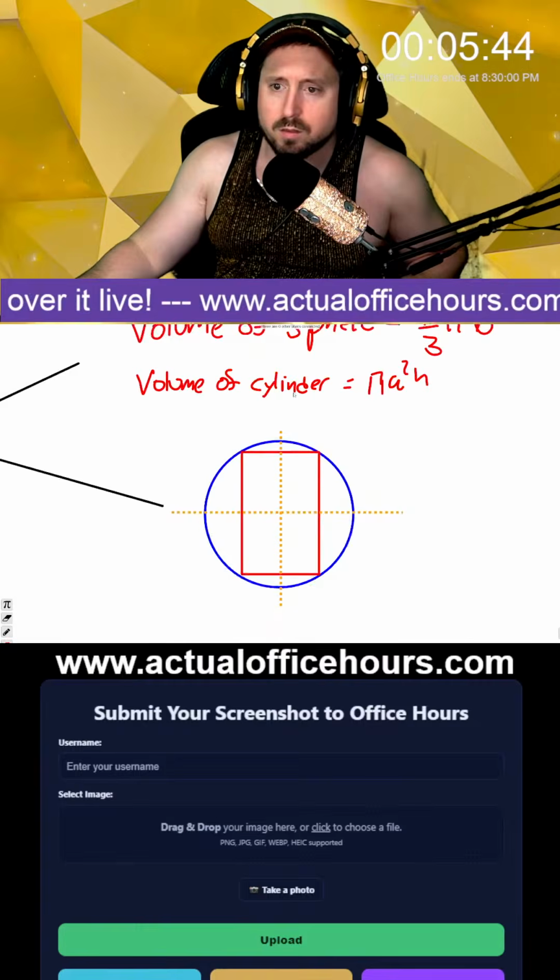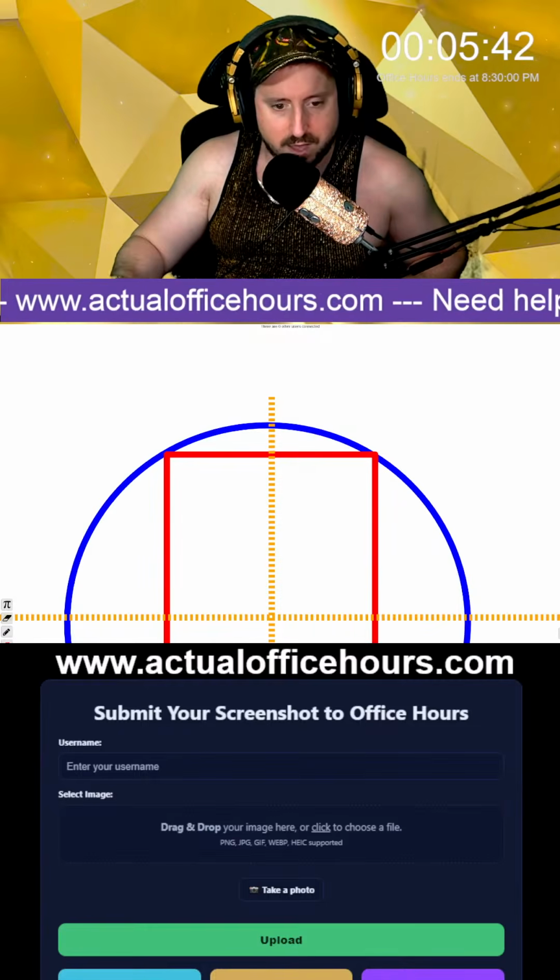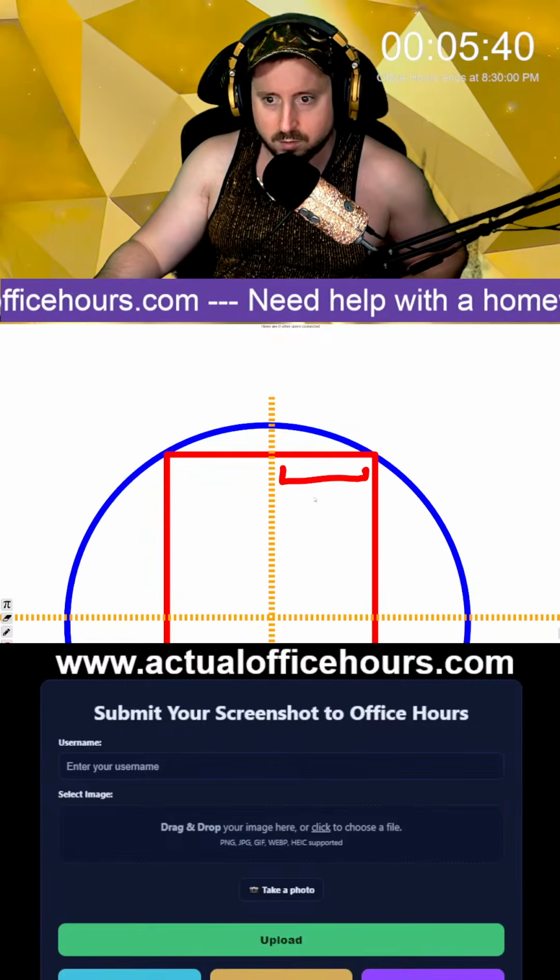Okay, so radius of the cylinder is A. Okay, so this is A. This right here is A, yeah?